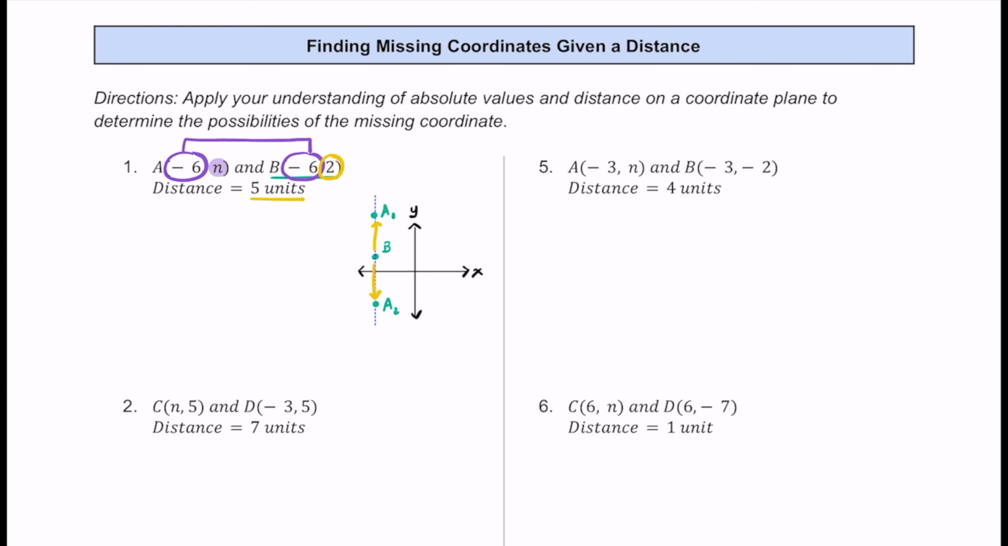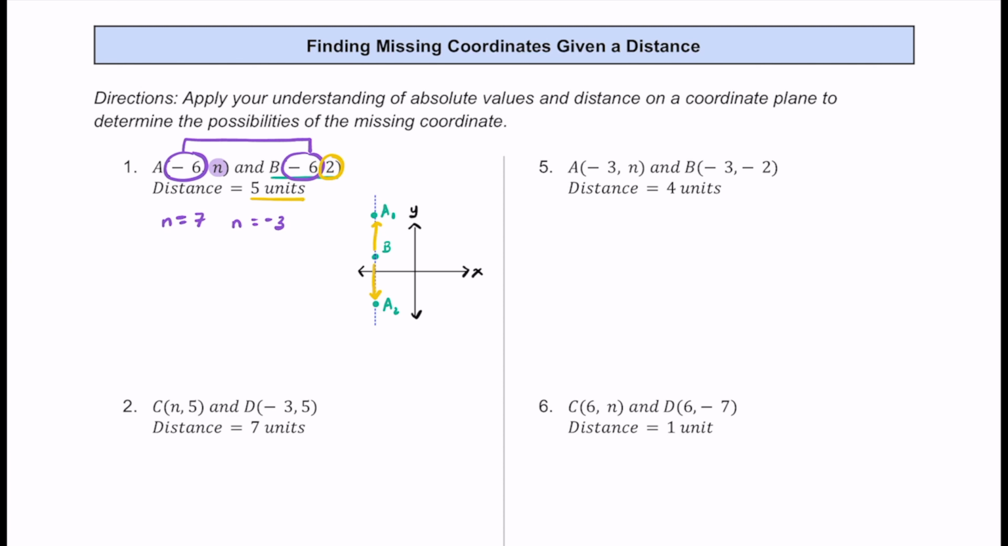Now, if we go 5 units up from 2, that means we're going to be going 5 plus 2, that's going to equal 7. So we can say that n could possibly equal 7. That could be one of its values. Or if we take 2 and then we take away 5 from it, then n could equal -3. Okay, so those would be the 2 values.